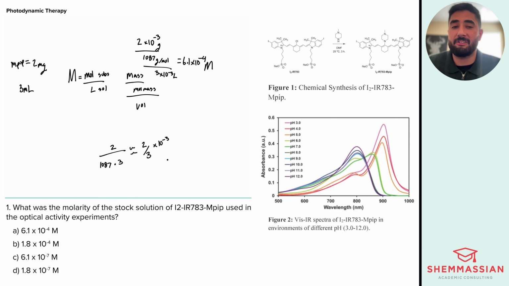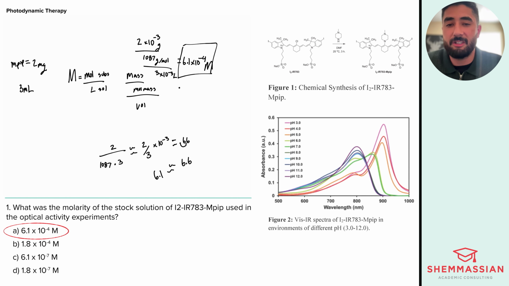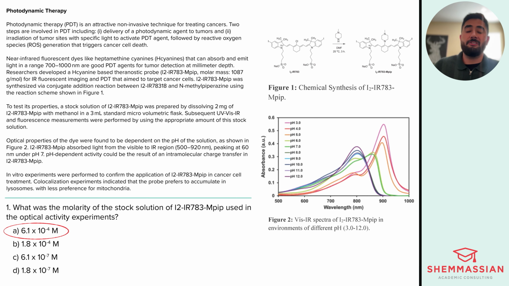2/3 is about 0.66. And 0.66 has a 6 in it. It's very close to a 6, right? 0.66, if we move the decimal over 1, would be 6.6. And again, 6.6 is really close to 6.1. And so for this question, our correct answer is going to be 6.1 times 10 to the -4 molarity. And hopefully, again, what we showed here is that there are ways to use some strategy to simplify your answer picking process. Now let's jump into question 2.